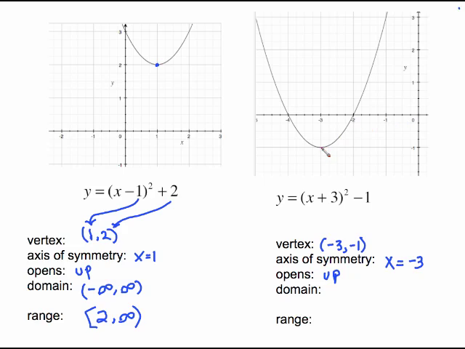Here's our vertex right here, and what is that point? That's -3, down 1, that's that point right there. Our axis of symmetry will go right through the middle there, and it does open up. The domain is our usual right there. I'm not going to rewrite it every time. The range, the lowest y value is -1, and it goes up through infinity. Curved parenthesis here, square bracket there.